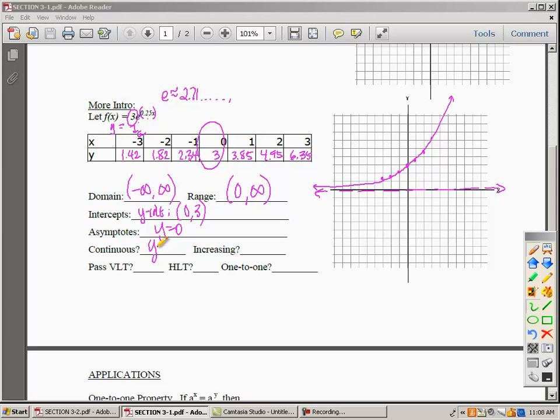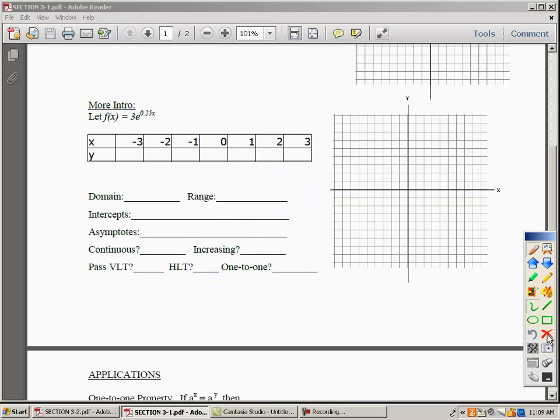This again is continuous. You'll notice my graph is increasing. It increases from left to right. It passes the vertical line test. It also passes the horizontal line test, and therefore it's 1 to 1. So again, the points you'll have to get from your calculator. Once you graph your function, though, you should be able to start seeing that a lot of these exponentials really have the same idea, same domain, same range, same asymptote, unless we're shifting it. Unless we go up or down, your asymptote will probably stay the x-axis or the y equals 0 line. Okay, so let's flip the page.